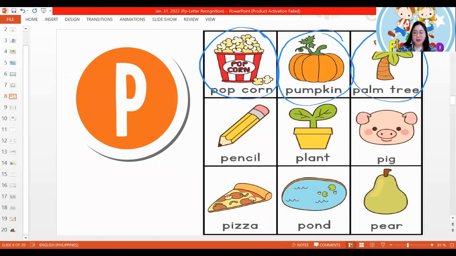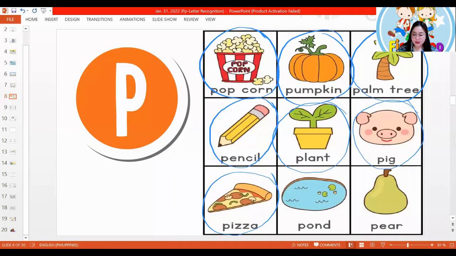Palm tree. Very good. And this one, we have this one also. Especially when you're big already, you use a pencil to write. Next one, we have this one. This is a plant. Very good. We have a plant. Next one, what animal is this? It's a pig. Very good. Next one, we have this. It's the yummy pizza. Good job.